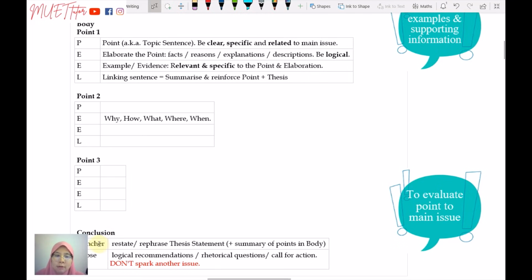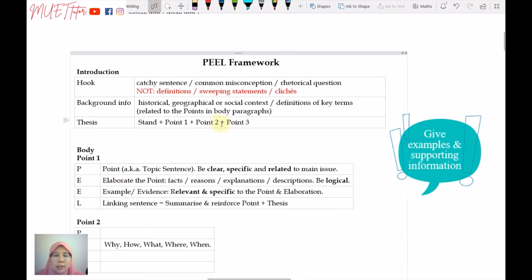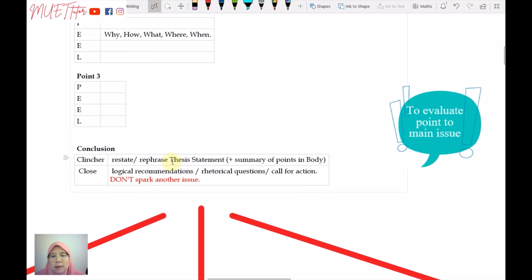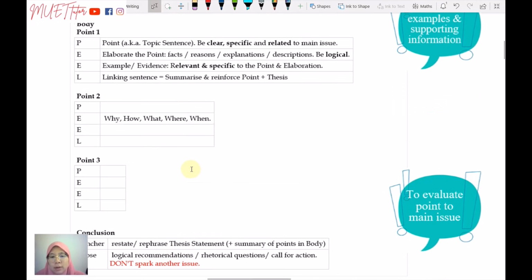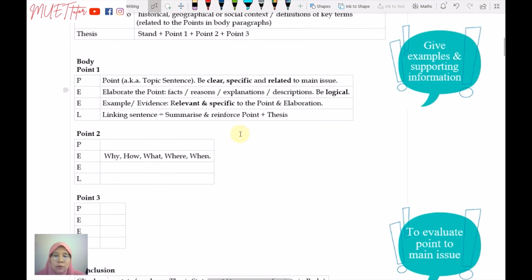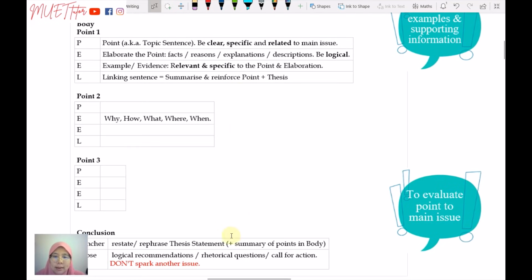In the concluding paragraph, the clincher is used to reinforce our viewpoint or opinion. So restate or rephrase the thesis statement that you have written in the introduction paragraph. And this thesis contains the summary of the points in the body paragraphs, points 1, 2, 3. Actually, you can lift the whole thesis statement in the introduction here as the clincher, and you could rephrase it to make it sound better. And this restatement of thesis should answer the question.